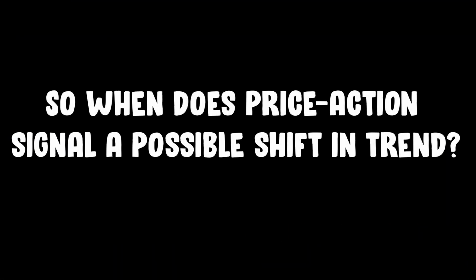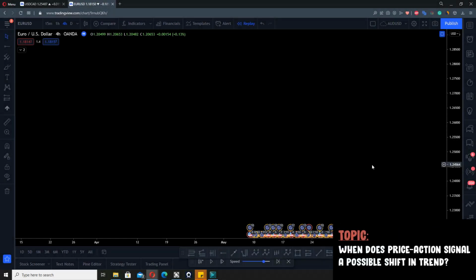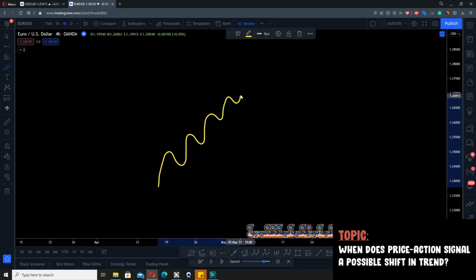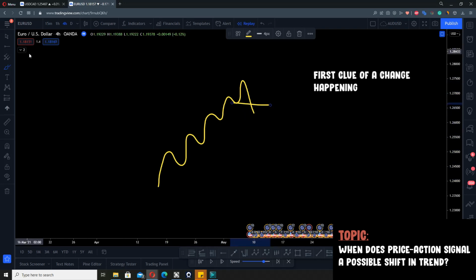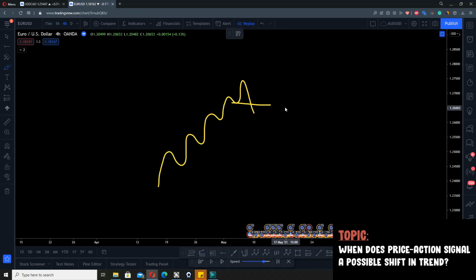So when does price action signal a possible shift in trend? The first clue is when we get a break of previous low or high. This should trigger the thought process of either the structure is making a bigger correction or a possible reversal. Let's take a look. If you have higher highs and higher lows, then at one point the structure or price action might come here and take out this previous low. This is the first clue that a possible shift is happening and something might be changing. This is where I said that either a bigger correction to continue this uptrend might happen, or a reversal. This is where the second clue comes into the picture.